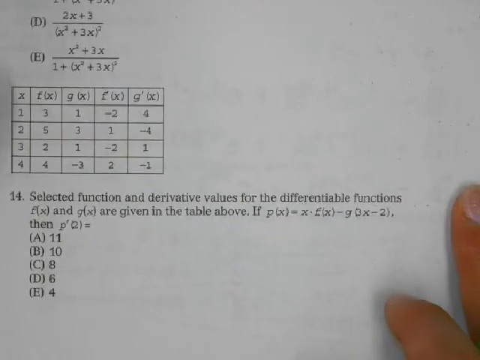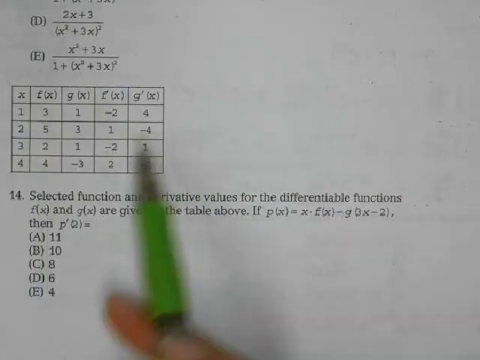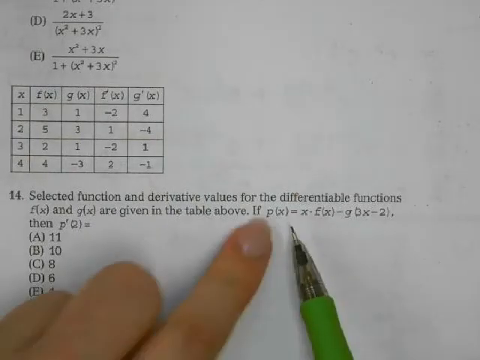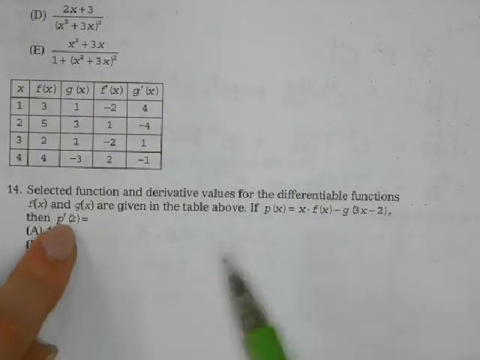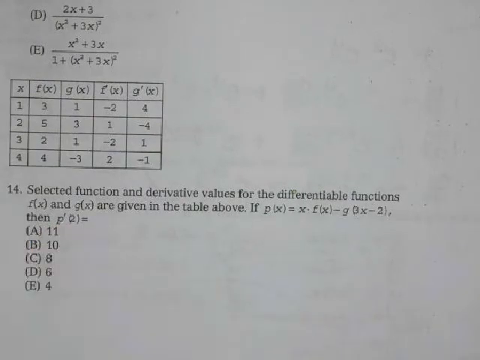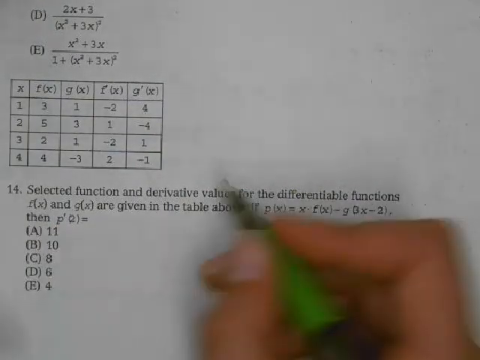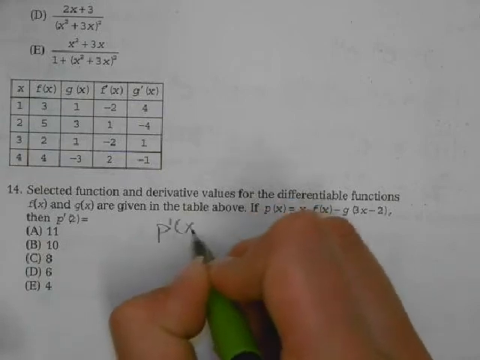All right. They give you two functions, f of x and g of x. They're in the table. And then we have a new function, p of x. And they want us to find p prime of 2. So they want us to find the derivative of p, so I'm going to go ahead and do that first.